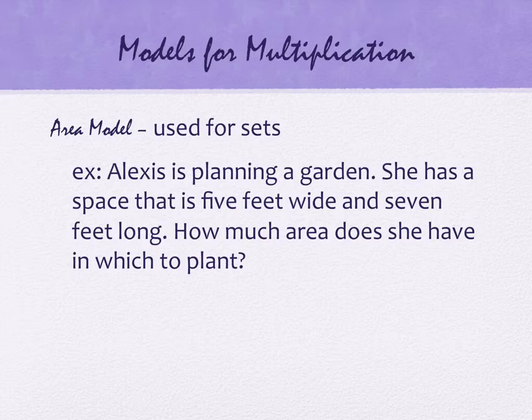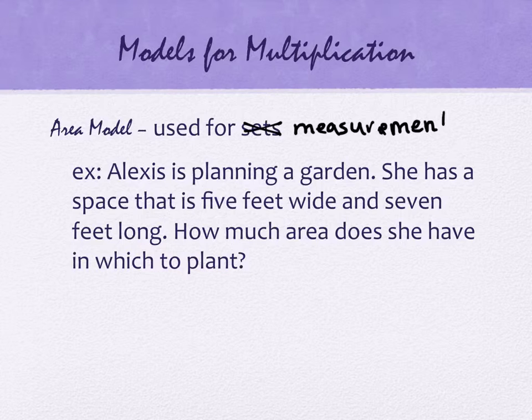All right, the last one is very similar to array, but you'll notice that this is supposed to be used for measurement. Did I get yours written right on your paper? I didn't get it right on my paper or on my screen. This should say used for measurement. All right, Alexis is planting a garden. She has a space that is 5 feet wide and 7 feet long. How much area does she have in which to plant?